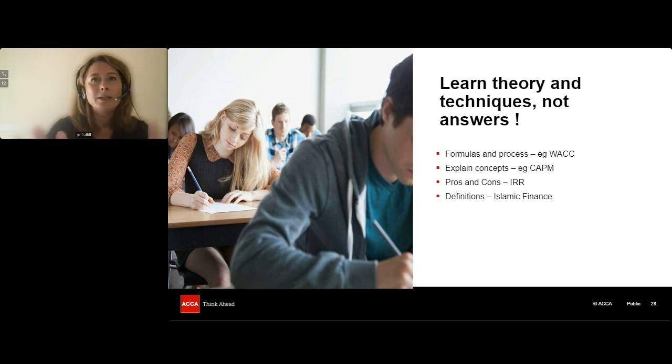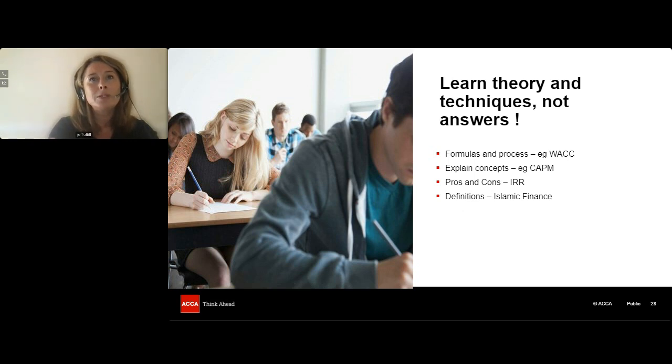Your format needs to be there, and then you need to learn the formulas and then pop the workings into the main WACC calculation so that it's clear and easy to follow for the examiner. Same applies to a net present value calculation.